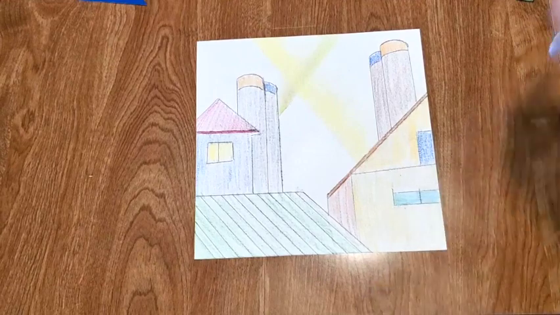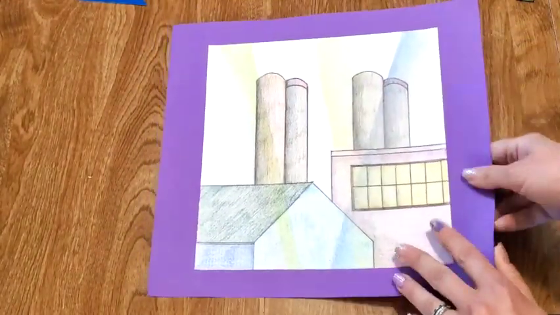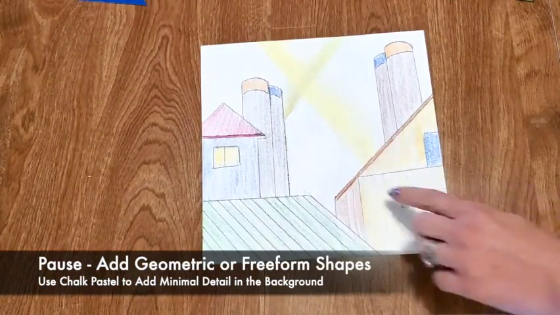Some people did overlap their actual image. You can do that with your chalk pastel, or you could just stop at your buildings.